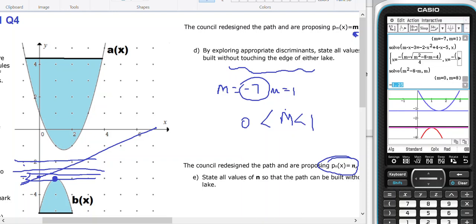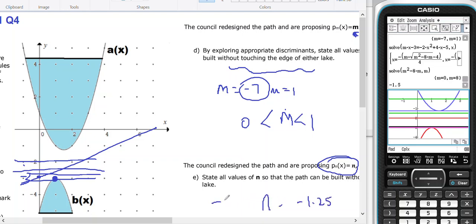So for example, -2, bingo, -1.5. Beautiful. So I want n between -1.25 and -3, but to not include them.